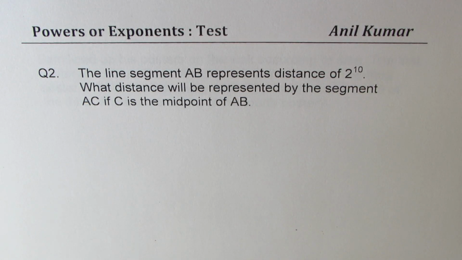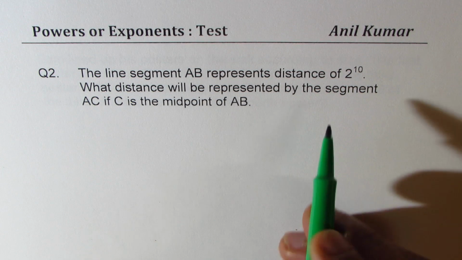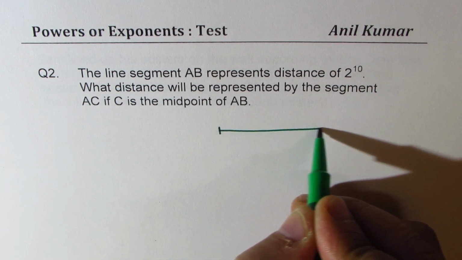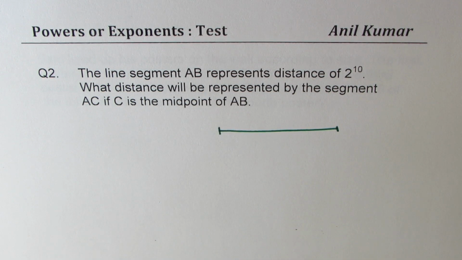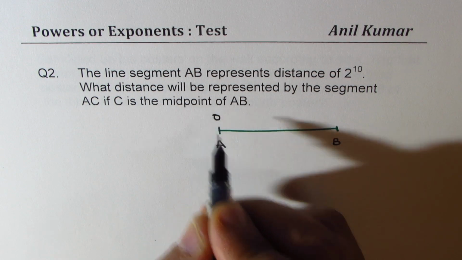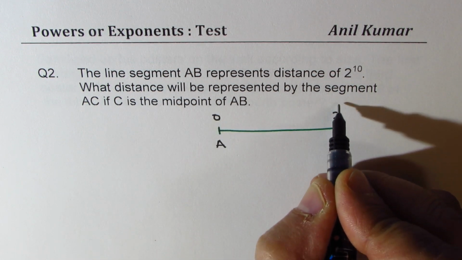The line segment AB represents distance of 2 to the power of 10. So let me draw a segment here. Let's say this is my segment, which I am saying from A to B. Let's say this is 0. Then this position is 2 to the power of 10.